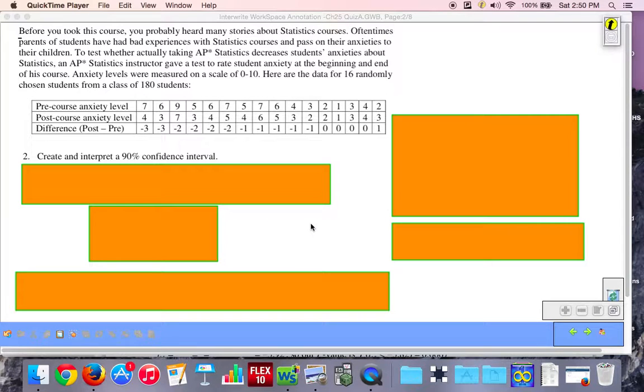Okay, welcome back. Chapter 25, Quiz A, question number 2. I have provided the prompt at the beginning of Quiz A for question 1. It's the same prompt that we're going to use for question 2. And here's the data that was collected. We all should have the differences, these numbers right here, -3, -3, -2, etc., in list 1 in our calculator. So let's take a look at question number 2.